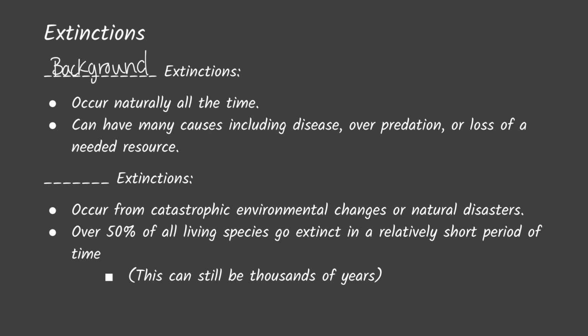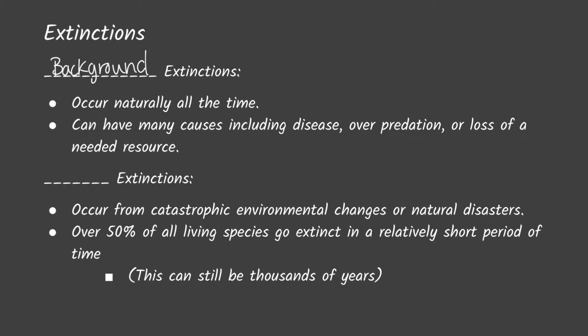So background extinctions occur naturally all the time, and they can have many causes, including disease, right? Disease can wipe out a resource that leads to extinction. Overpredation. If the fox population gets so large that they can eat all of the rabbits, then the rabbits have gone extinct. So overpredation can. Loss of any of the resources, right? We talked in Green Circle about those basic needs for organisms, and if any of those are truly lost, not just limited, but lost, then that organism is likely to go extinct.